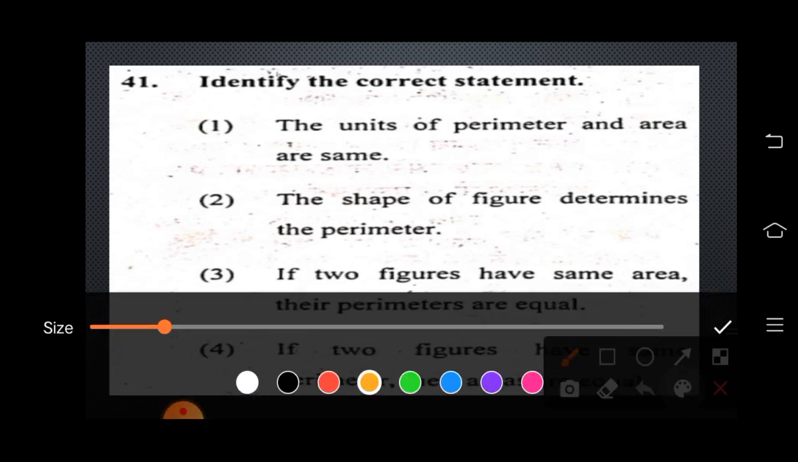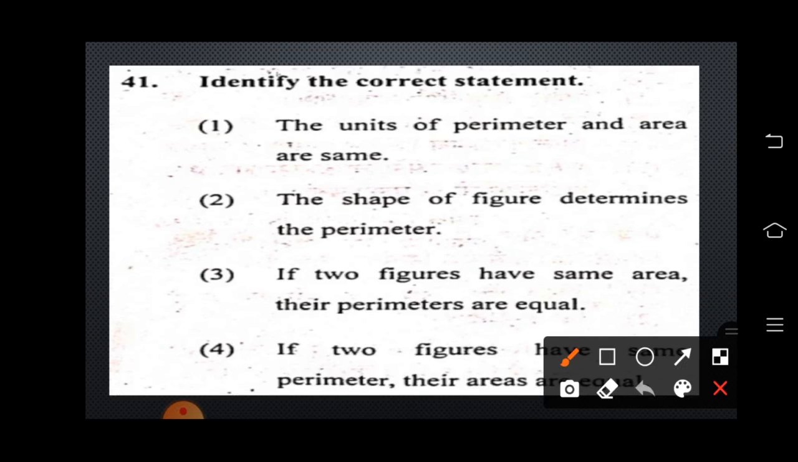Here we can see that option 1 is the wrong statement and 2 is right, and 3 and 4 are also wrong. The shape of the figure determines the perimeter, and option 2 is the right one.